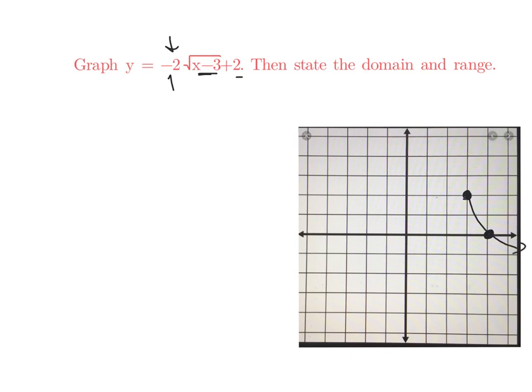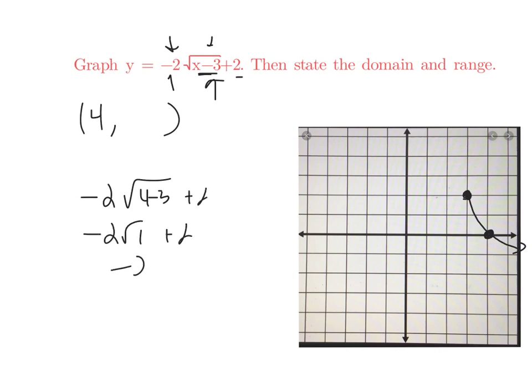If you need to make a table, what I would do is, because we're shifted over 3, I would plug a 4 into here and see what you get. If I plugged in 4, it would look like this: -2 times the square root of 4 minus 3, plus 2. The square root of 1 is 1, so that's -2 plus 2, which is 0. And look where my point is. Plugged in 4, got 0. Okay, there it is.